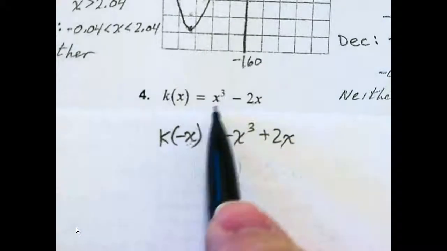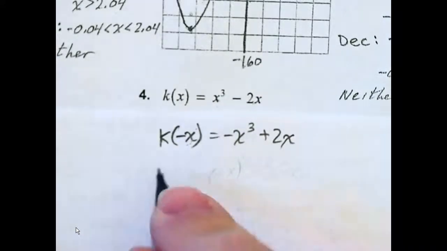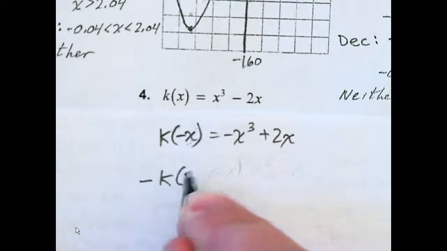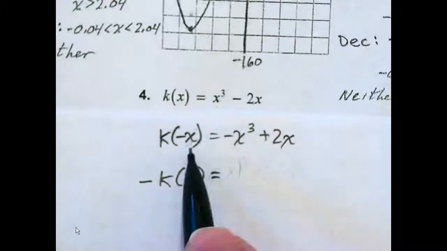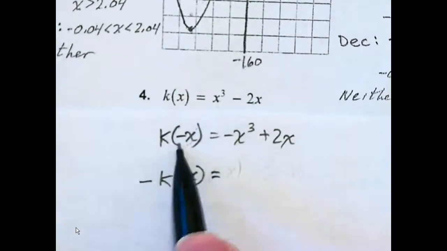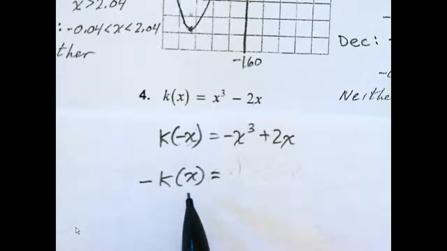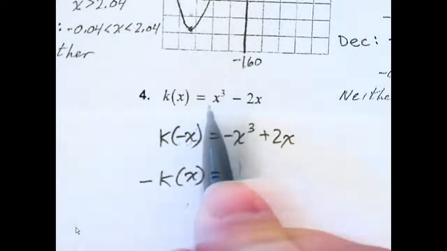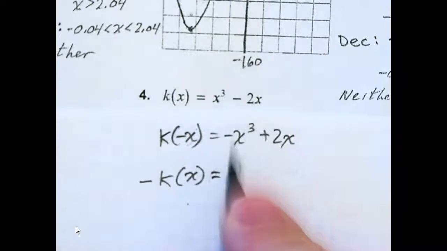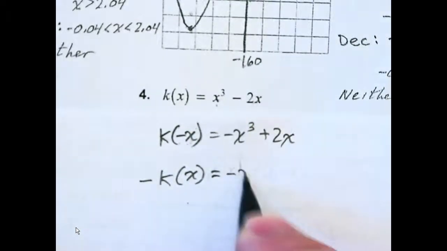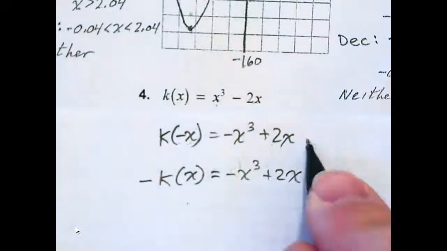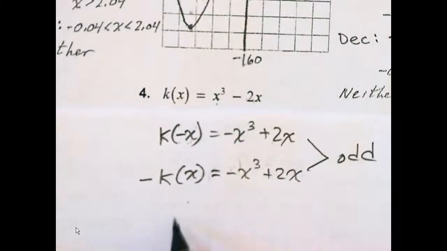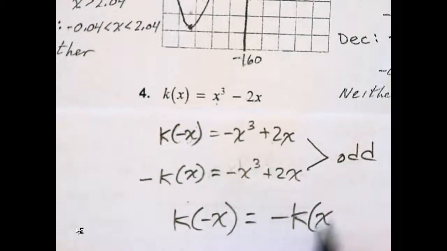If this and that are equal, then it's an odd function. If that and that, what does this mean? Yeah, you just flip all your signs, right? Your original sign. So if I flip this sign, I get negative x cubed. If I flip that, I get positive 2x. They're the same. That's an odd function. So if k of negative x equals negative k of x, then it's odd.